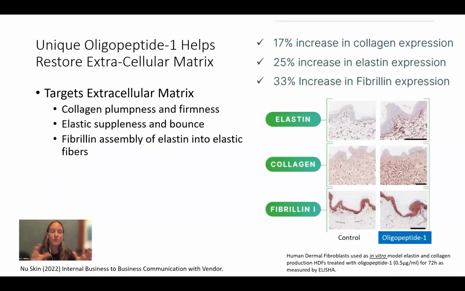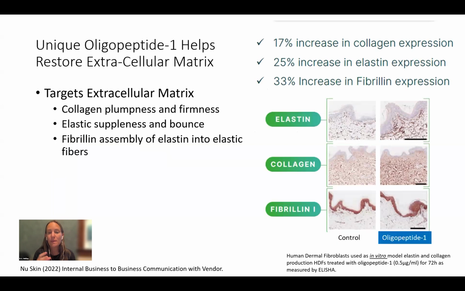So again, this unique oligopeptide can help restore extracellular matrix. So again, your extracellular matrix, if you think back to those images I was showing before, is really all of that stuff in your dermis, right? Your collagen and your elastin and your glycosaminoglycans.